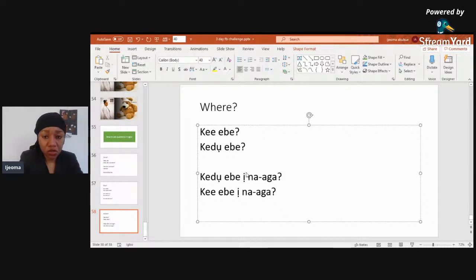Okay. So remember, kedu means what, ebe means place. What place? That's how it came about. Okay. So kebe naga. So you just answer naga, and you fill in the gap. Naga akwụkwọ, school. Naga ahịa, shop. Naga ụlọ, home. Okay. Kebe naga. So this is how to ask where.